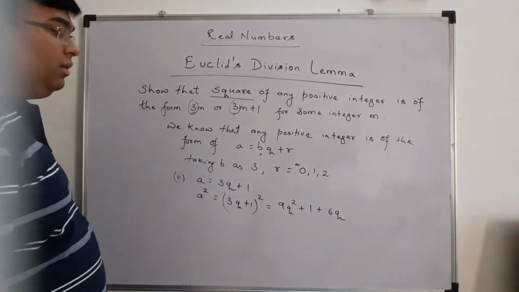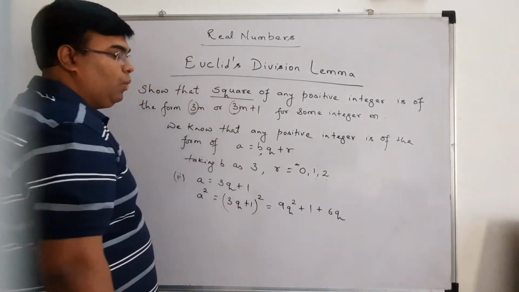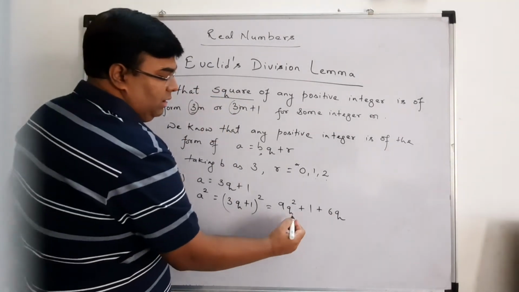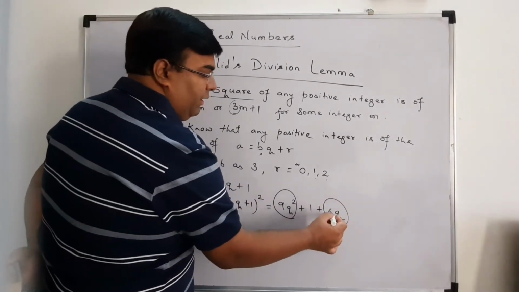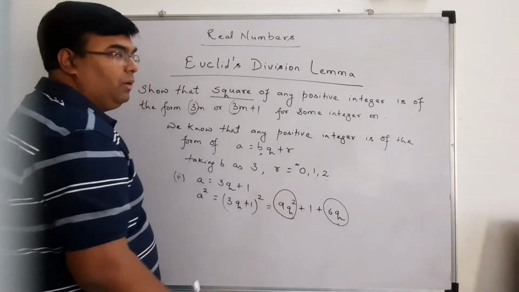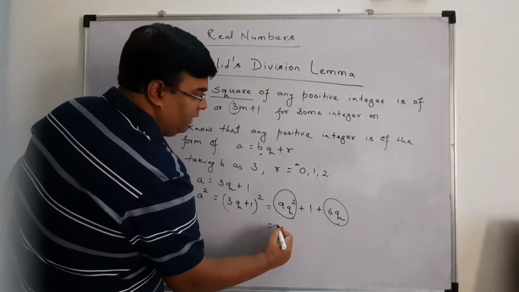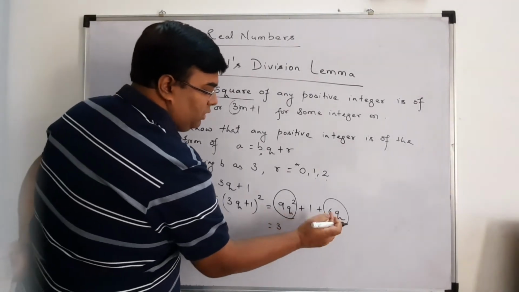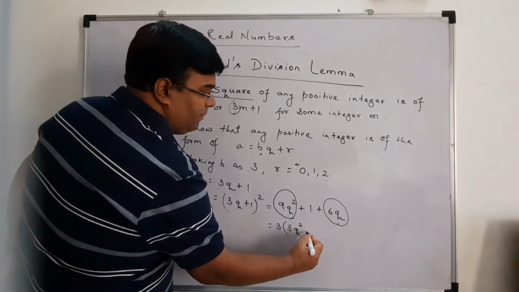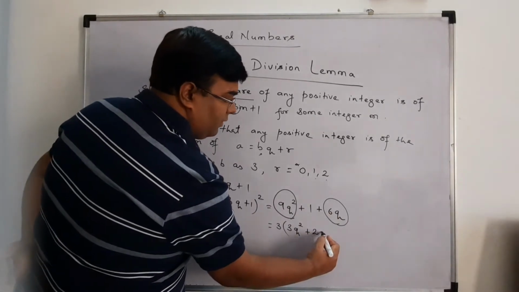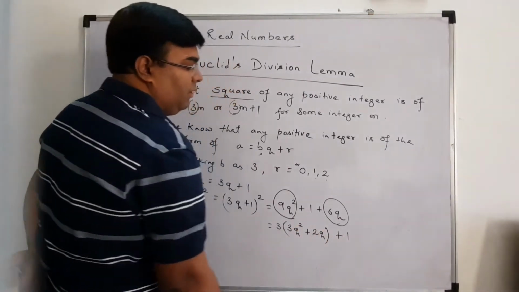Now we need to write the whole thing in the form of either 3m or 3m plus 1. This is a multiple of 3 because we can take out 3 from here. This is also a multiple of 3, we can take out 3 from here. This is not a multiple of 3, so it will remain as it is. We will take 3 common from these two terms, in a bracket: 3q squared plus 2q, and this plus 1 will be here.